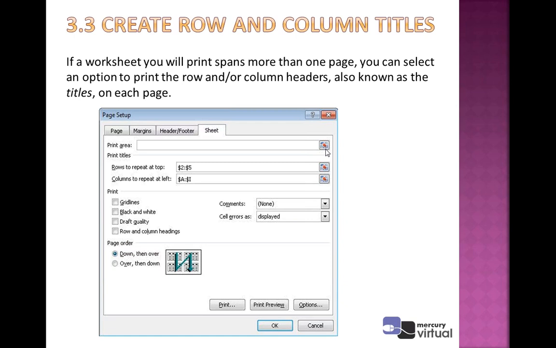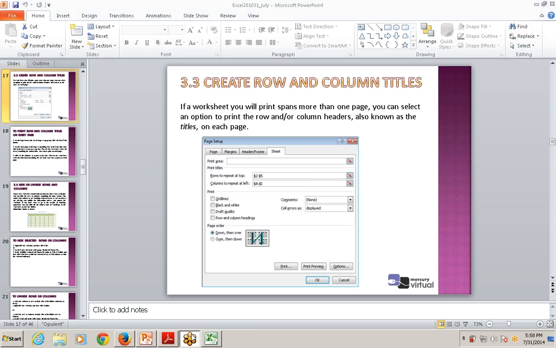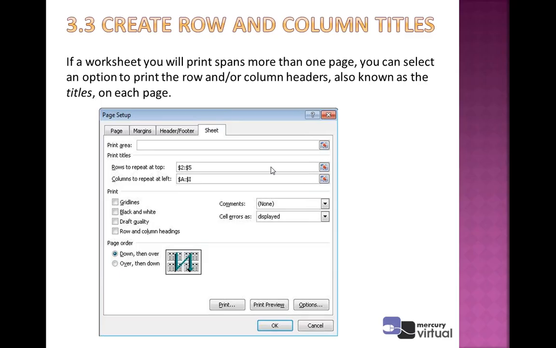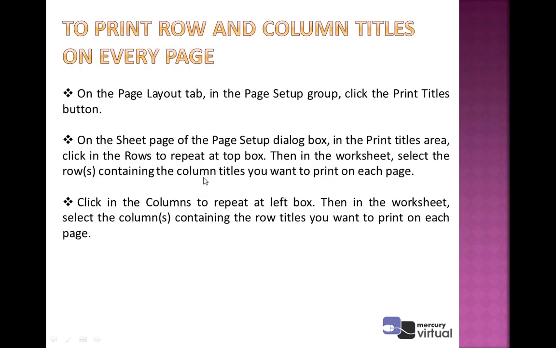Next is how to create the row and column headings. Means how to create the heading that is repeated at the top of the rows and columns, repeated at the left. If a worksheet you will print spans more than one page, you can select an option to print the row or column headers, also known as titles, on each page. This is how we can use the page setup, how we can use the header and footer on the sheet.